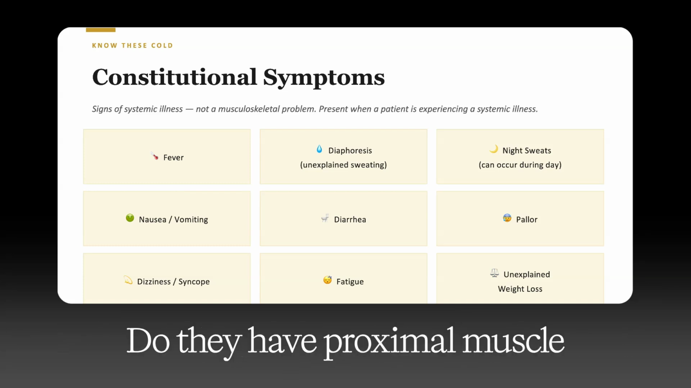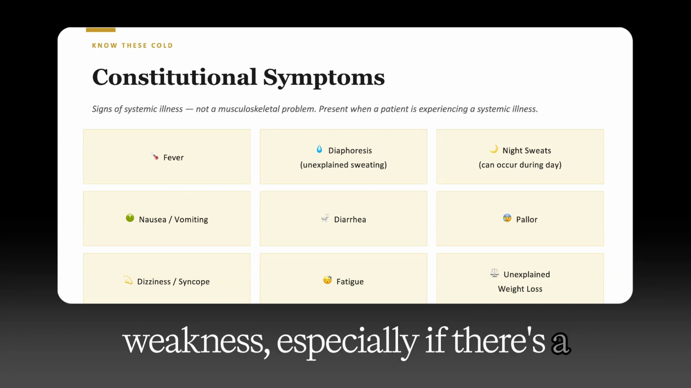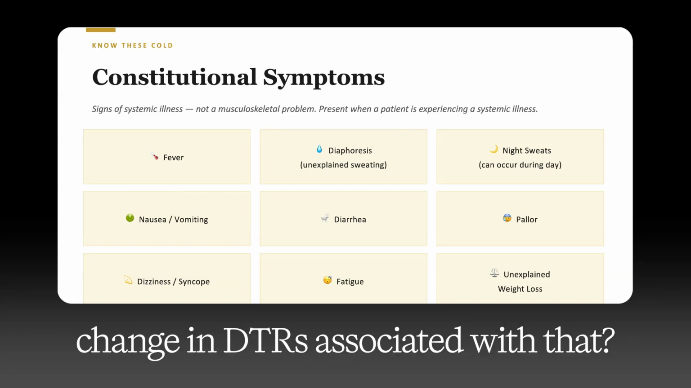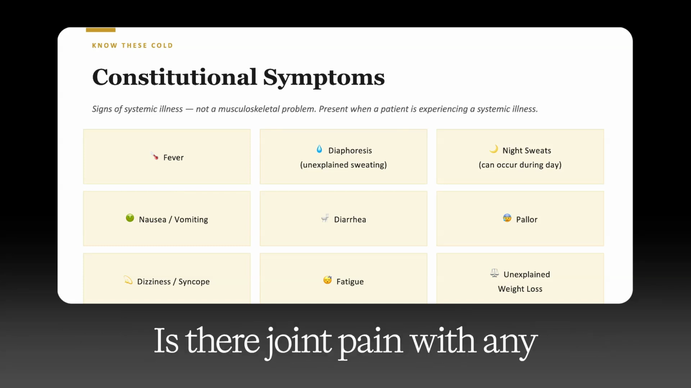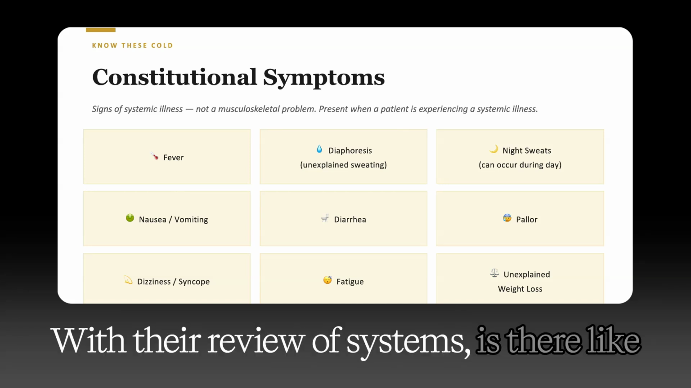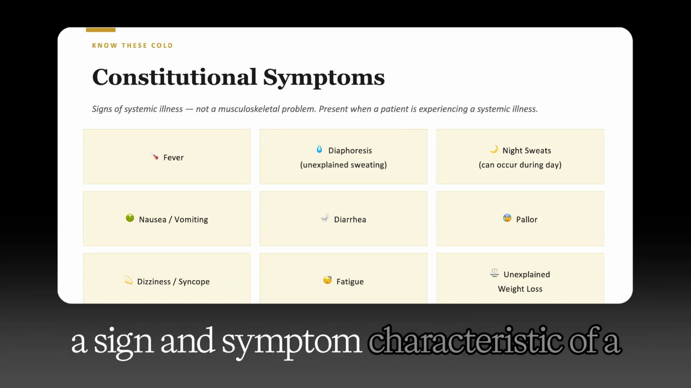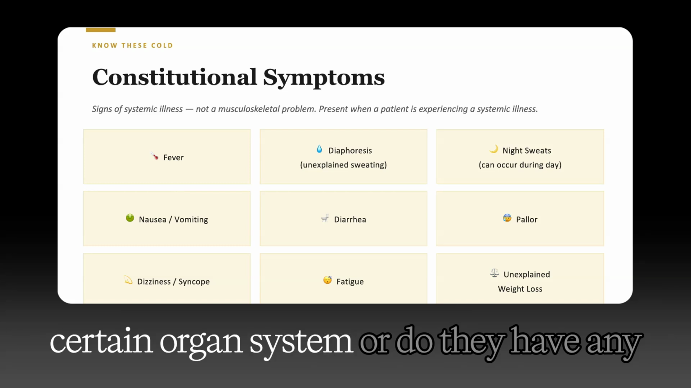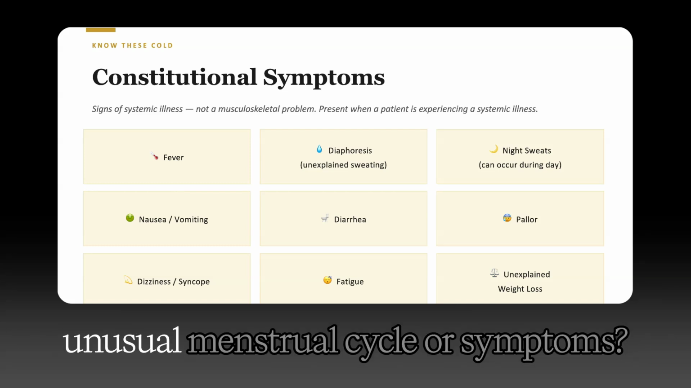Do they have proximal muscle weakness, especially if there's a change in DTRs associated with that? Is there joint pain with any skin rashes or nodules? With their review of systems, is there a sign and symptom characteristic of a certain organ system? Or do they have any unusual menstrual cycle or symptoms?